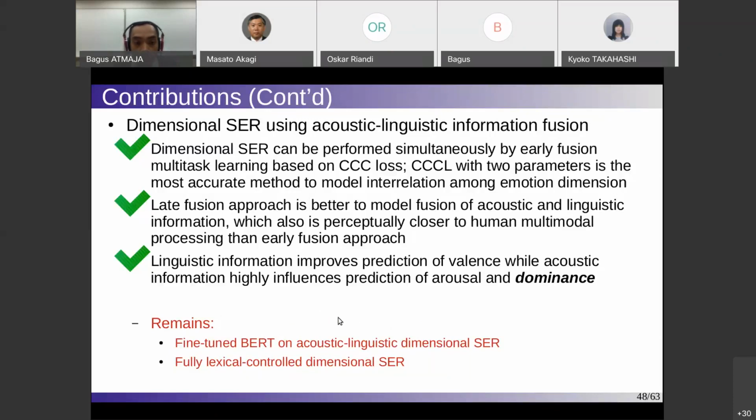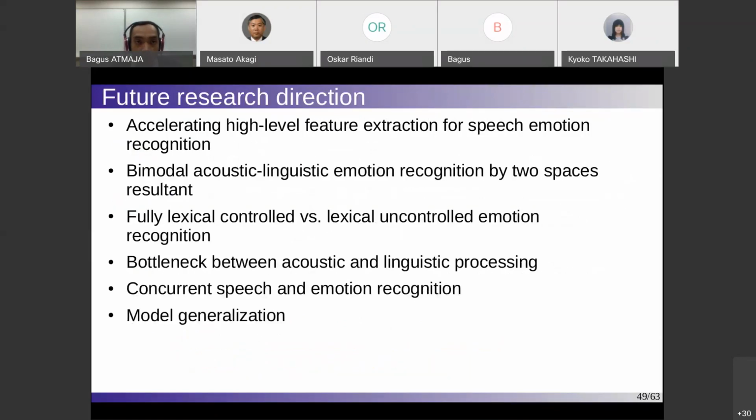And also, if we use a lexically controlled data set, it means we start without linguistic information and then add linguistic information, from a small number to a high number, to see what's different. And for future research, I propose the following research areas.